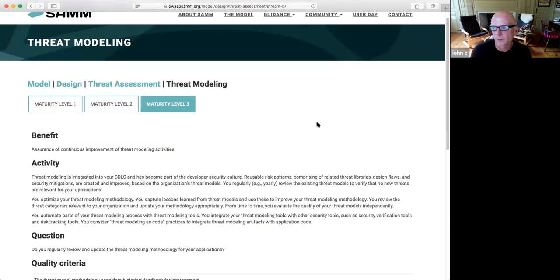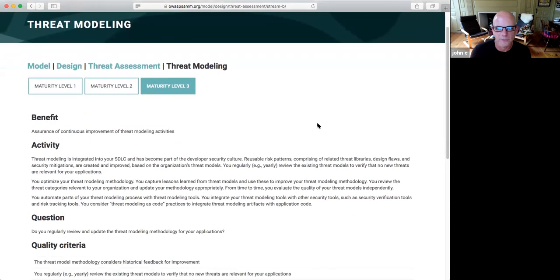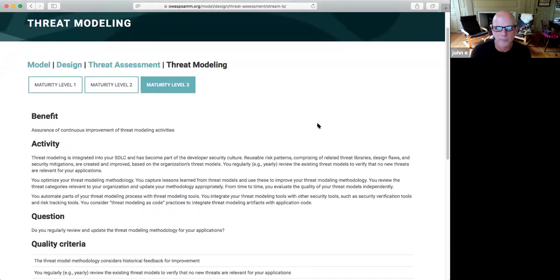We just have a few minutes left. You can go through time so fast here, right? So maturity level 3, assurance of continuous improvement of threat modeling activities. Threat modeling is integrated into your SDLC and has become part of the developer security culture. Reusable risk patterns comprised of related threat libraries, design flaws, and security mitigations are created and improved based on the org threat models. So there's a great benefit.